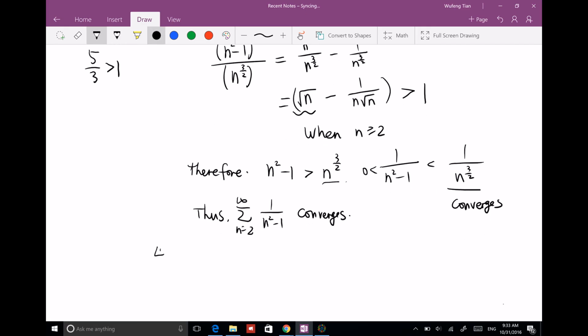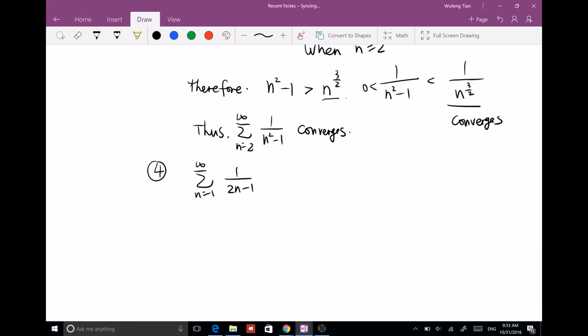So next example, number 4. The sum from m equals 1 to infinity of 1 over 2m minus 1. I'll give you 1 minute to think about it and do it. See if you can find whether this one converges or diverges.